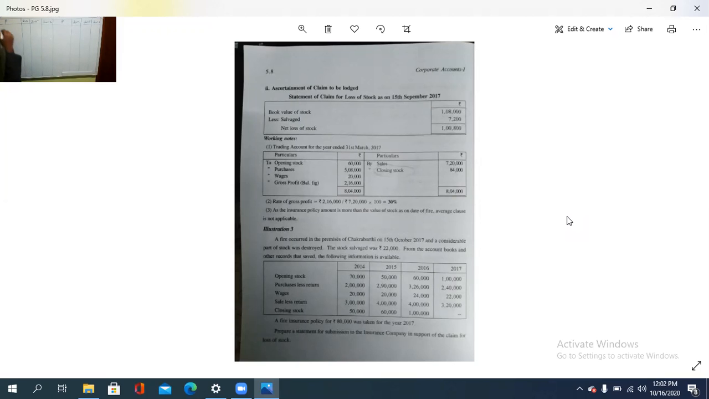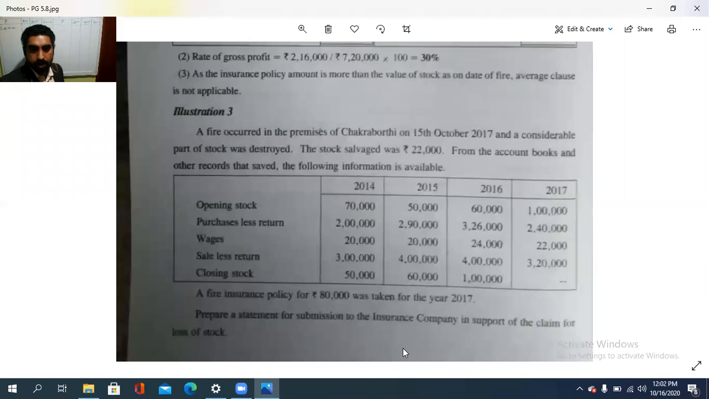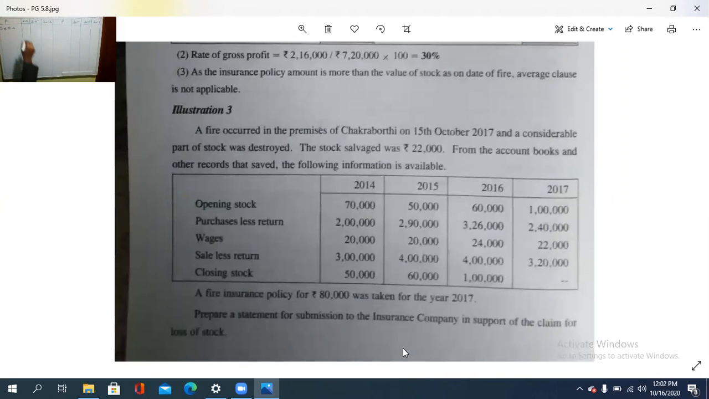So firstly, to opening stock. Opening stock, how much it is? Opening stock for 2014, it is 70,000. 2015, it is 50,000. And then 16, it is 60,000. Then two purchases less returns, 2 lakh, 90,000 and 3,26,000.